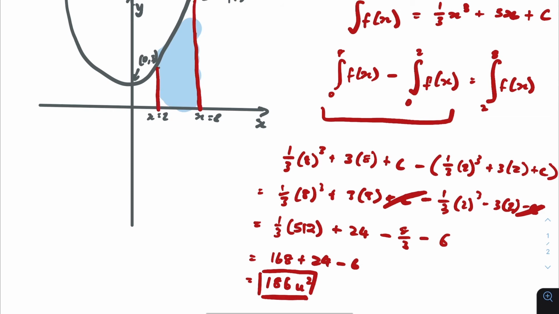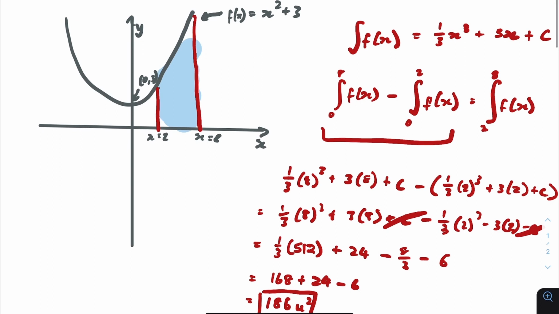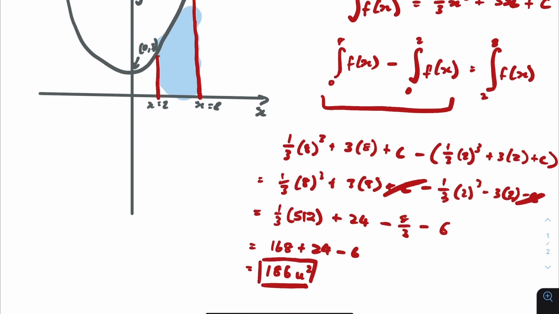So the blue area basically is 186 units squared. And since it's just on a coordinate plane, I would use unit squared as the default units. Alright, so let's do one more problem together, and then you guys can kind of get the hang of it.